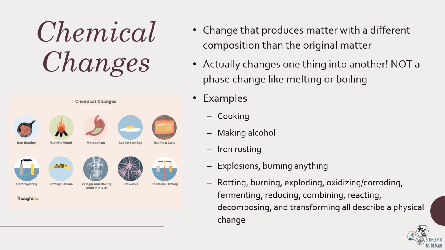Well, chemical changes are anything that produces matter with a different composition than the original matter that you started with. So if I start with wood and I add a burning match to it, I'm going to end up with ash and carbon dioxide gas. So I've created different elements, elemental mixtures in the end. So this is actually changing one thing into another.